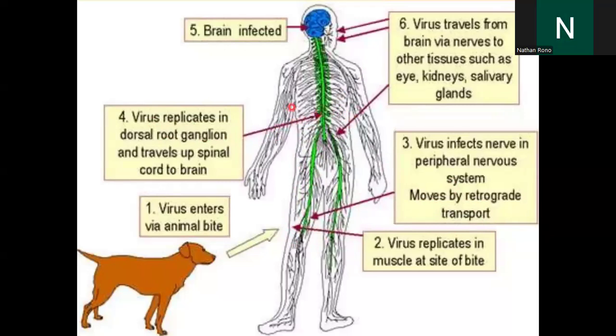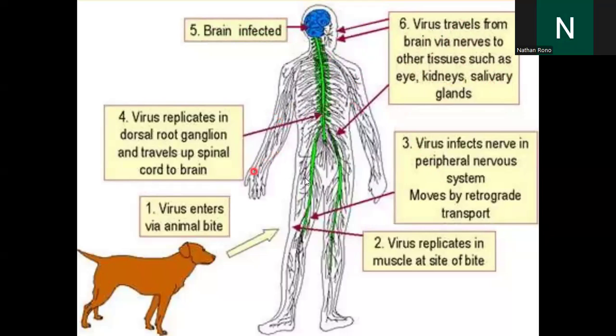You remember here the spinal cord. Before we reach there, there's the dorsal root ganglion. It will also replicate there. And then it travels up the spinal cord to the brain. When it reaches the brain, the brain becomes infected. Here is where you start getting the symptoms. After getting these symptoms, we said that fatality is almost 100%. The virus then travels from the brain via the nerves, but this time, it's anterograde transport. It goes following the nerves to the eye, the kidney, the salivary glands.